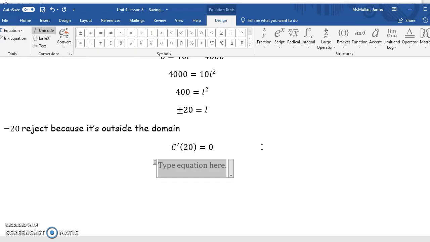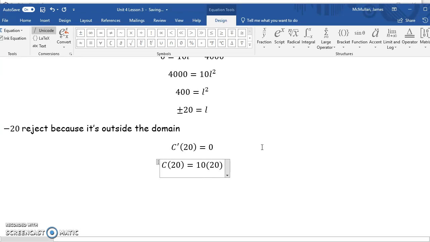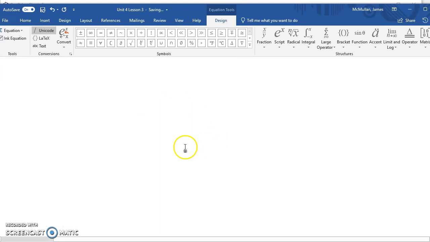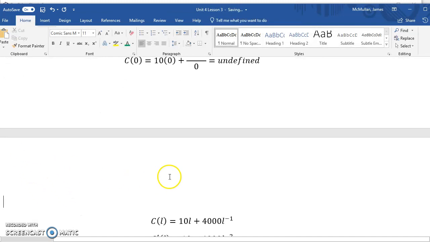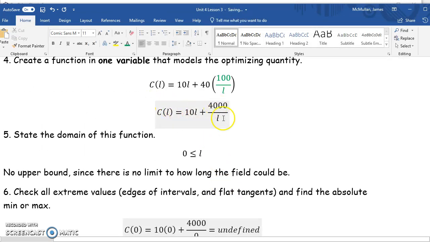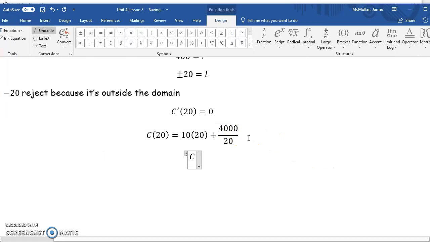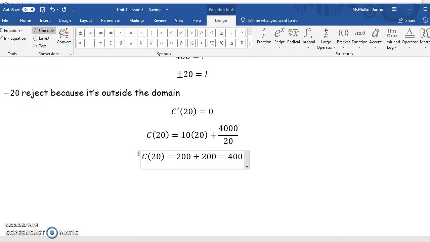So if we look, we can go C of 20 is equal to 10 times 20 plus 4,000 over 20. Right, so I believe our cost equation back up here is 10L plus 4,000 over L. So we get that the cost of this ideal field has a cost of 200 plus another 200, which is 400.